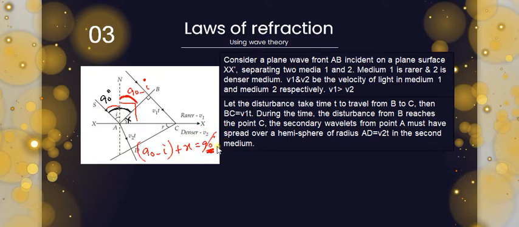Now see, this 90 will cancel with this 90. So the value of x will directly come out to be I. So where I have plotted x in the diagram, that can be replaced by the symbol I. Similarly, the angle made by the refracting wavefront with the interface is R.